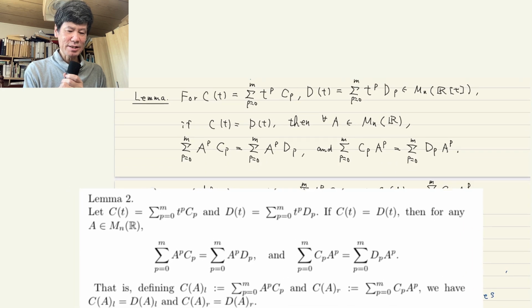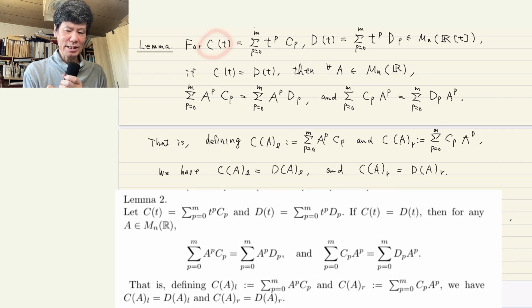Next lemma is that two matrices C(t) and D(t) whose components are polynomials, denoting like this. If C(t) is equal to D(t), then for all matrices A whose components are real numbers, substituting A for t, we have, denoting this element as C(A)L. This L means that substituting from the left, C(A)L and D(A)L are the same. And similarly, C(A)R is equal to D(A)R.